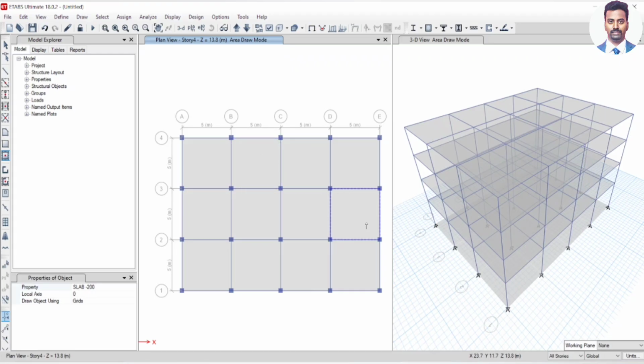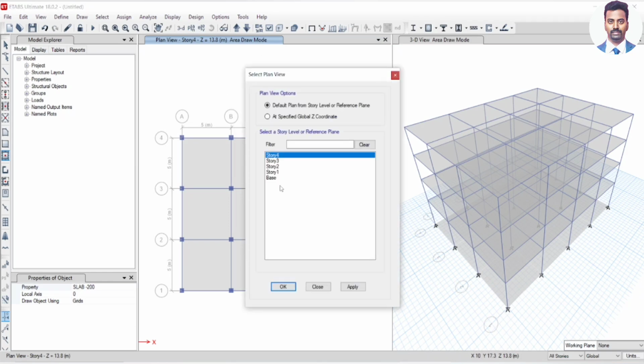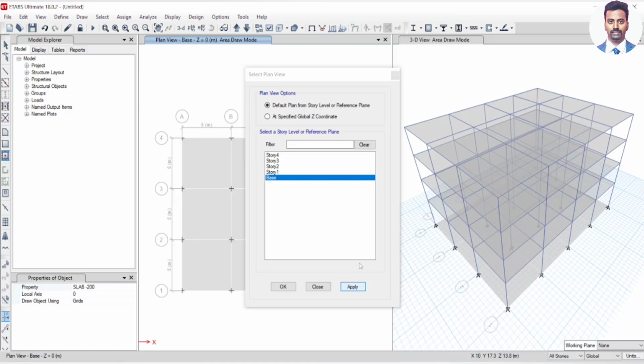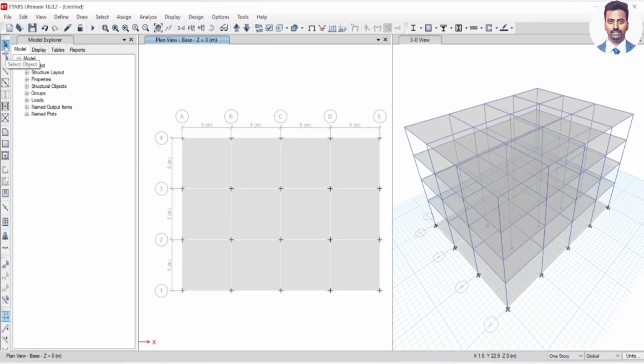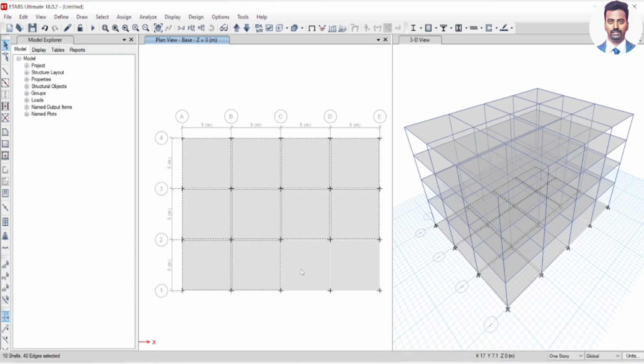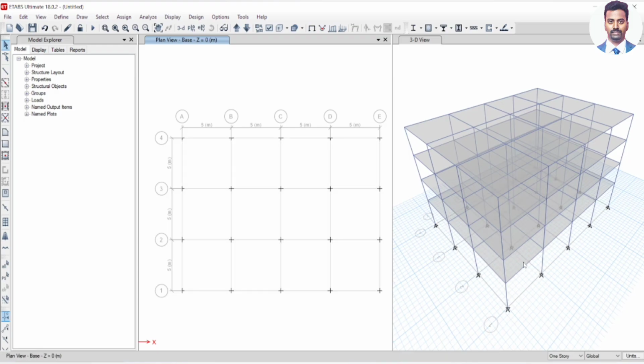Now, here you can see at the bottom also you have a floor. Let us delete the floor at the bottom. Let us go to base, and for only one story, whatever we are selecting, let us delete only the floor on the base. Now we got our structure. First floor, second floor, third floor, and this is the fourth floor.